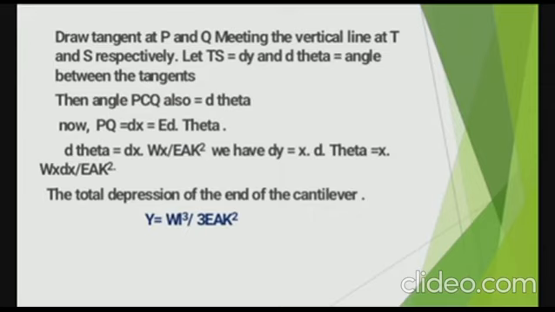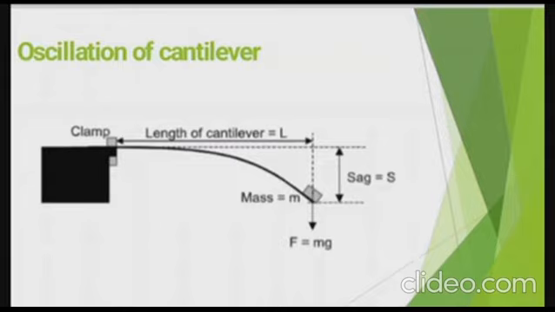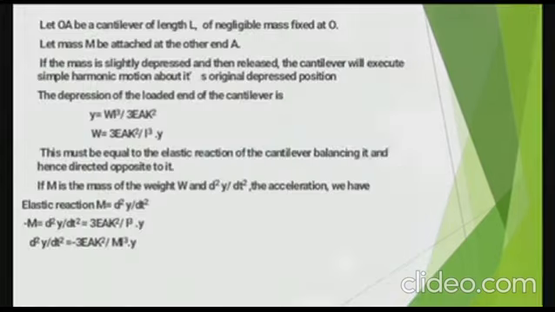which is equal to ∫ x w x dx divided by E A K². The total depression of the end of the cantilever y is equal to W L³ by 3 E A K². Next topic is oscillation of cantilever. The construction of oscillation of cantilever is given below.